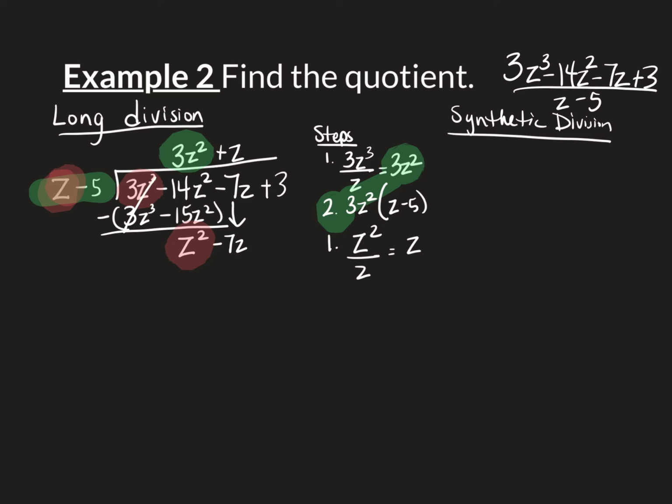Then the next thing you do is multiply. Multiply this answer that we just got with the divisor. So let's do that. Let me highlight that really quickly. This answer we're going to multiply, z times z minus 5. We're going to put the product of this beneath its like terms. Z times z is z squared. Z times negative 5 is negative 5z.